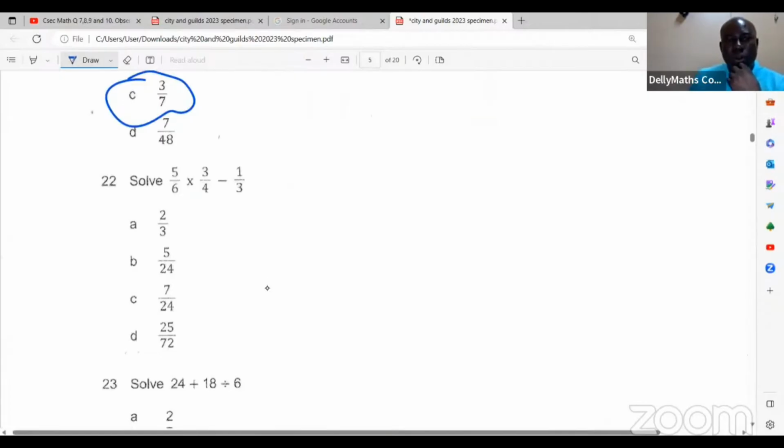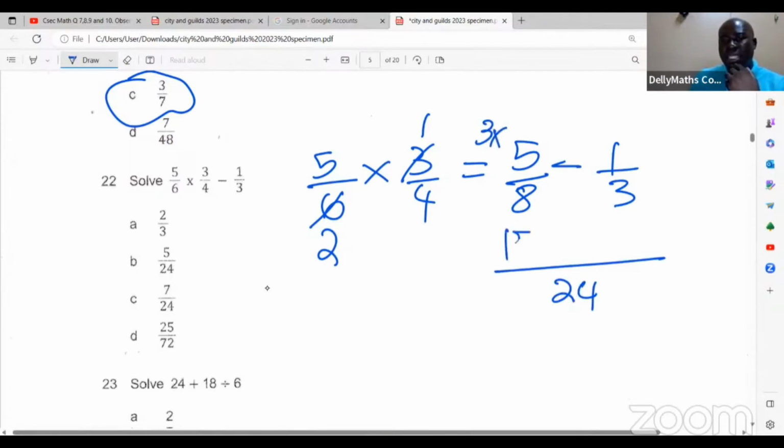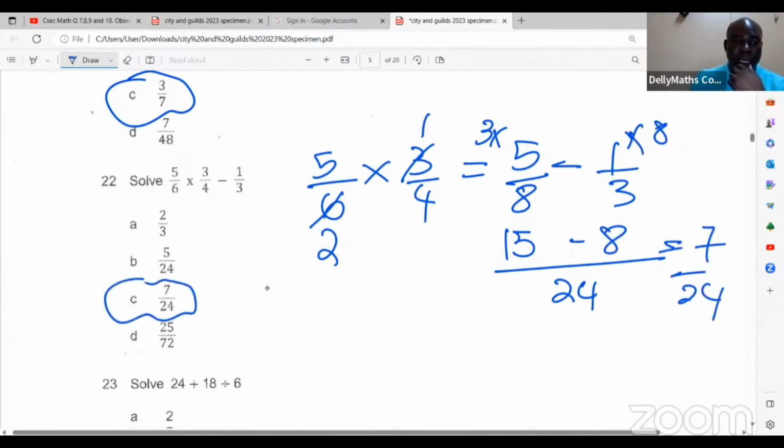All right, let's continue. So talking about 5/6, we want to multiply this by 3/4. I can cancel 3 into itself 1, 3 into the 6 2, 5 1s 5, 4 2s 8. We want to take away 1/3. All right, so we could use 24. 8 into 24, that's 3. 3 5s is 15. 3 into 24 is 8. 8 1s 8. So when you subtract 8 from the 15, that's 7 over 24. And we're looking for that as our answer.